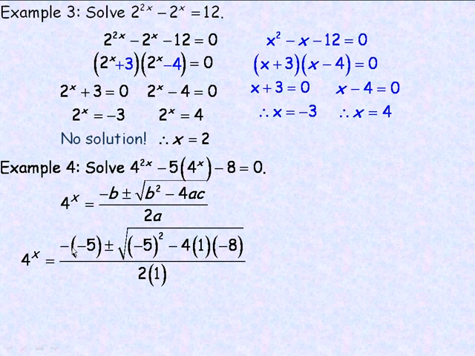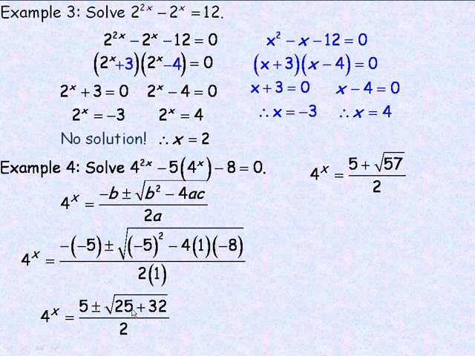And so we would simplify this. Of course, negative 5 is 5. Underneath the root, negative 5 squared is 25. And negative 4 times 1 times negative 8 is positive 32. So we're adding 32 to 25. And of course, that's 57. So we'll write that over here.